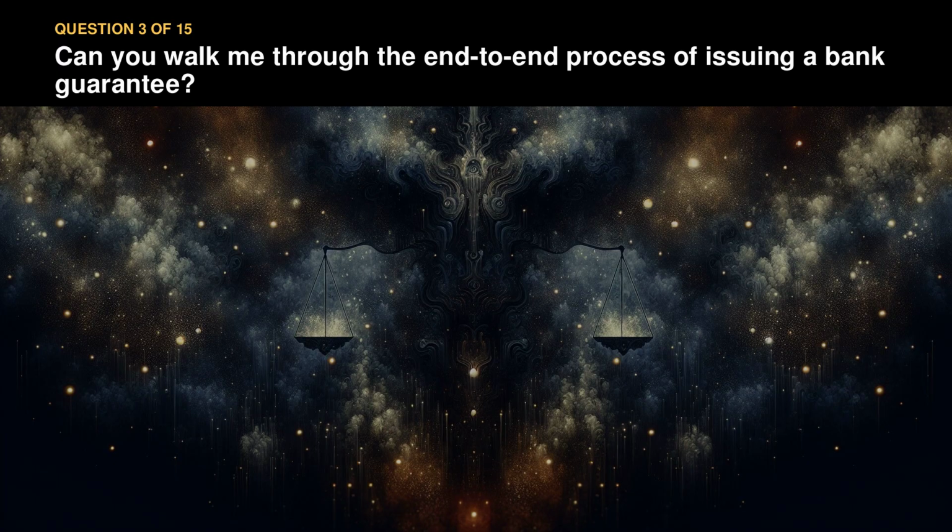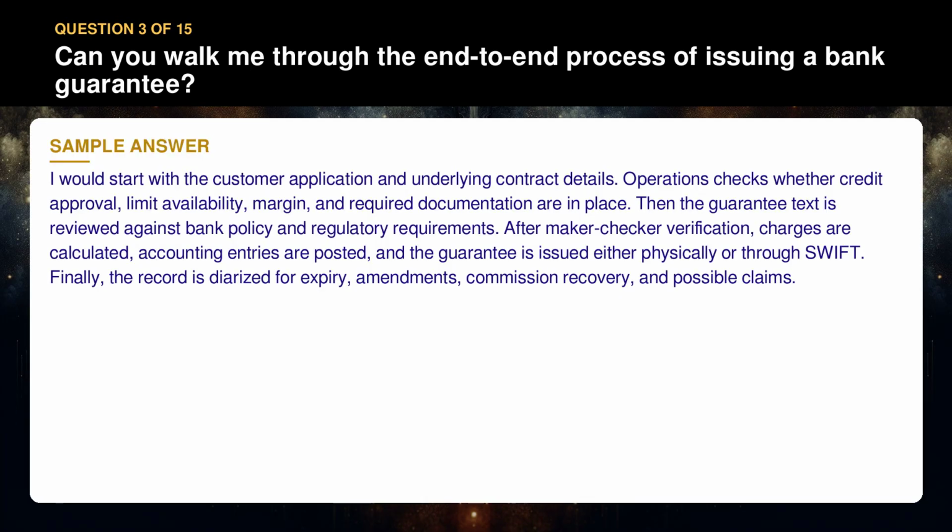Question 3. Can you walk me through the end-to-end process of issuing a bank guarantee? I would start with the customer application and underlying contract details. Operations checks whether credit approval, limit availability, margin, and required documentation are in place. Then the guarantee text is reviewed against bank policy and regulatory requirements. After maker-checker verification, charges are calculated, accounting entries are posted, and the guarantee is issued either physically or through SWIFT. Finally, the record is diarized for expiry, amendments, commission recovery, and possible claims.